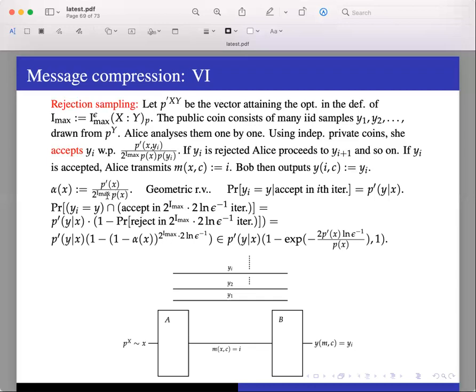Now I'm going to use this value for alpha. And I'm going to use the property that 1 plus y is less than e to the y, a very famous inequality. Then I can say that this expression is upper bounded by P prime of y given x times 1, since whatever this quantity in the brackets is, it is less than 1. So the upper bound of 1 is trivial. It is lower bounded by this quantity, for which I use the inequality for e to the power. So you can plug it all in, simplify, and this is what you get. Any questions about it?